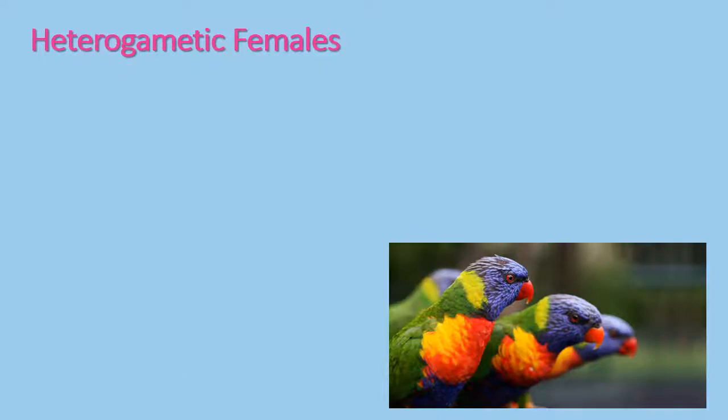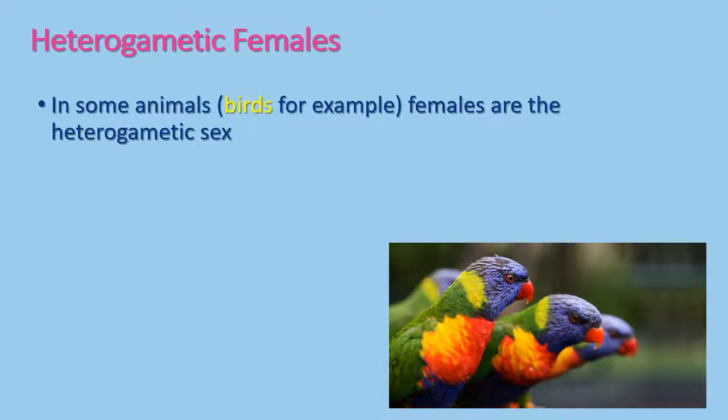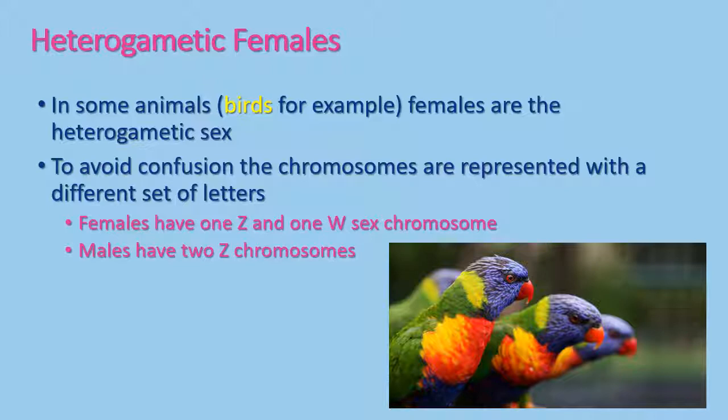Now, birds are always opposite of us, it seems like. In birds, it's the females that are the heterogametic sex, and the males are the homogametic sex. So to avoid confusion, we use different letters when we talk about these animals that are backwards. So we say that females have one Z and one W sex chromosome, and males have two Zs.